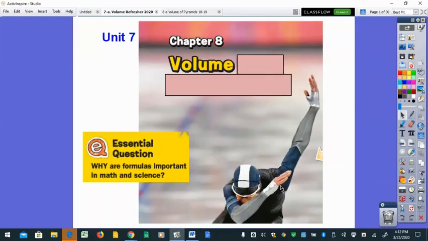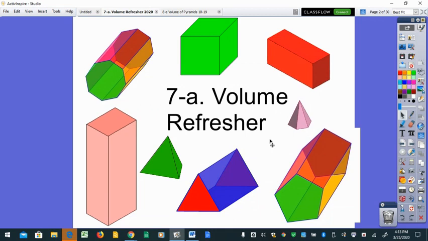Today we're going to start a new unit. We're going to head into geometry, and this unit is going to be about volume. Before we get to the volume that is the 8th grade piece, I'd like to spend today to review some of our 7th grade ideas. So today we're going to do a volume refresher.